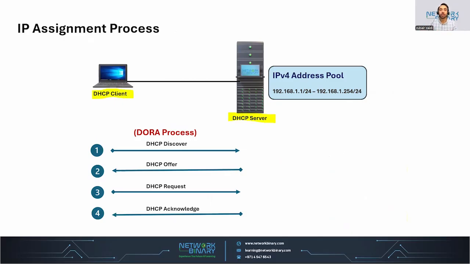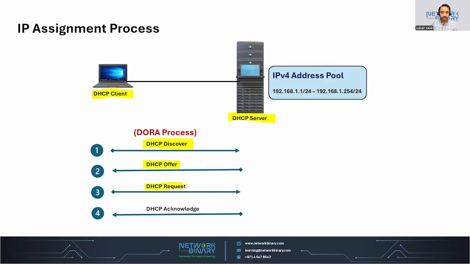Now, what happens when a client machine, a DHCP client, and a DHCP server talk to each other in order to get an IP address or offer an IP address from the server? Well, in this process, there are 4 steps. The first message is called the DHCP discover message. It means the client discovers for an IP address. The second message is the DHCP offer message. It means the server machine offers an available IP address from its pool.